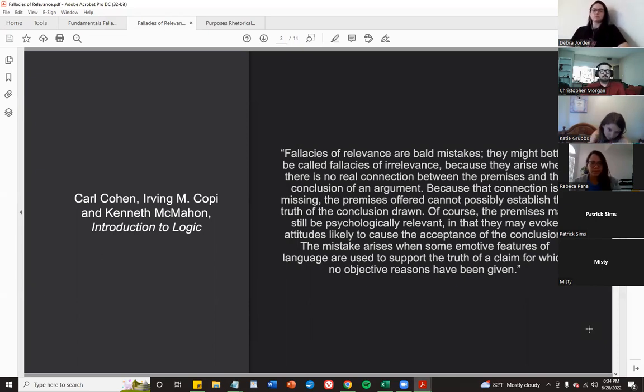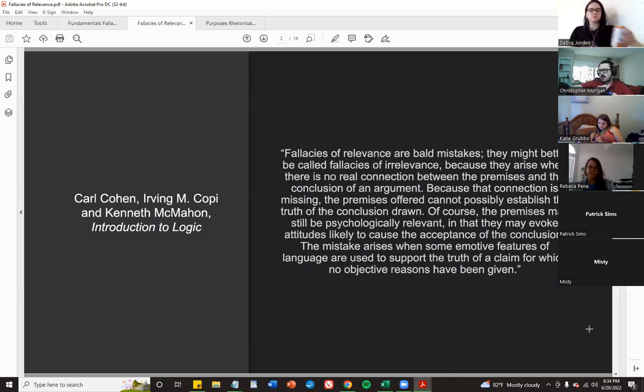Fallacies of relevance are bald mistakes. They might better be called fallacies of irrelevance because they arise when there is no real connection between the premise and conclusion of an argument. Because that connection is missing, the premises offered cannot possibly establish the truth of the conclusion drawn. Of course, the premises may still be psychologically relevant, in that they may evoke attitudes likely to cause the acceptance of the conclusion. The mistake arises when some emotive features of language are used to support the truth of a claim for which no objective reasons have been given.